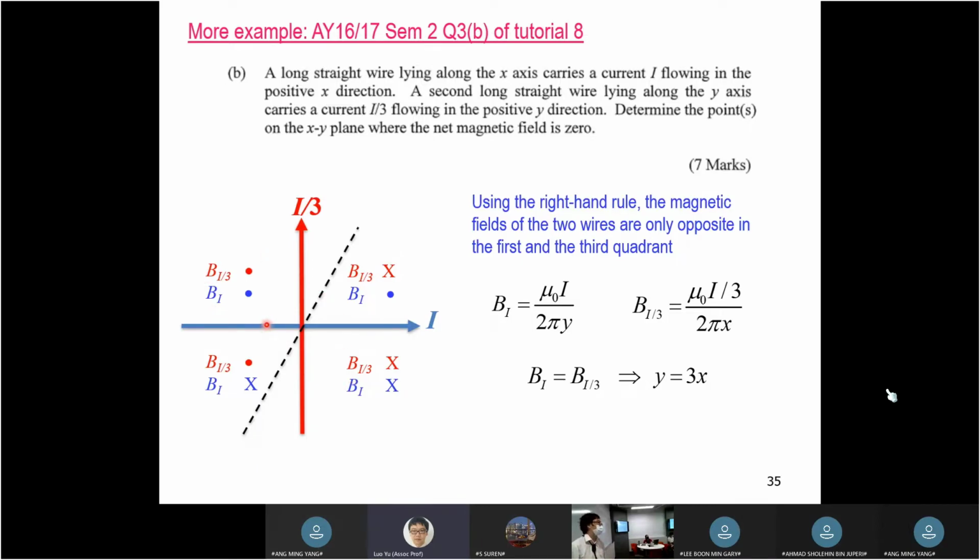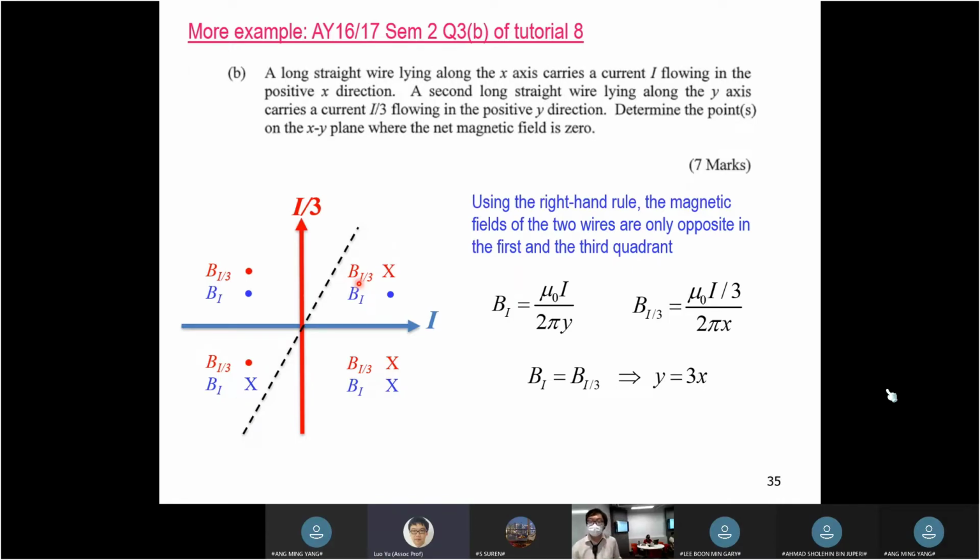From this graph, can you tell me in which two quadrants the two magnetic fields are opposite in direction? Yes, it should be top right and bottom left. That is quadrant 1 and quadrant 3. In these two quadrants, if we can find the corresponding points where BI and BI over 3 have the same magnitude, then along those points the total field is zero.